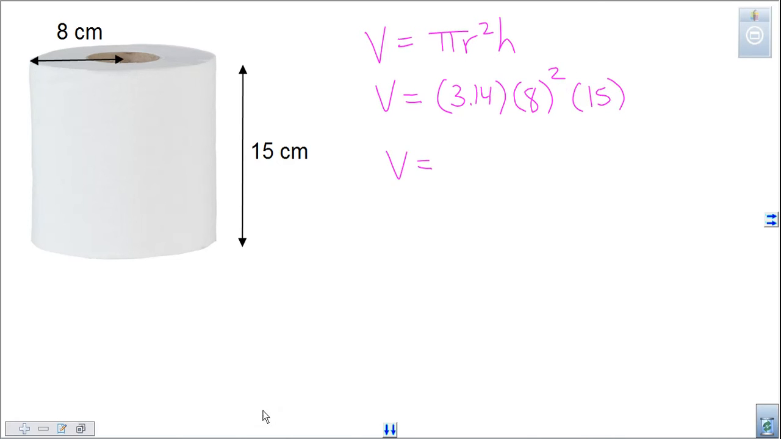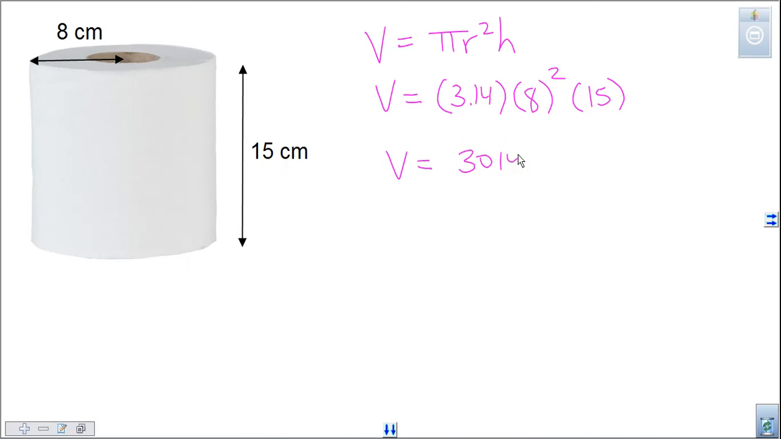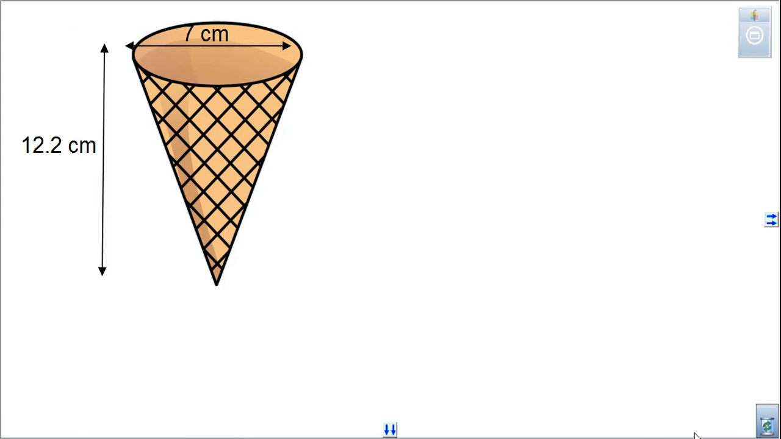Now all we need to do is we take out our calculator and we do 3.14 times 8 squared. There's a square button here, so we can do 8 squared, or we can do 8 times 8 times 15. And there we go, 3014.4 centimeters cubed. Let's try the next one.